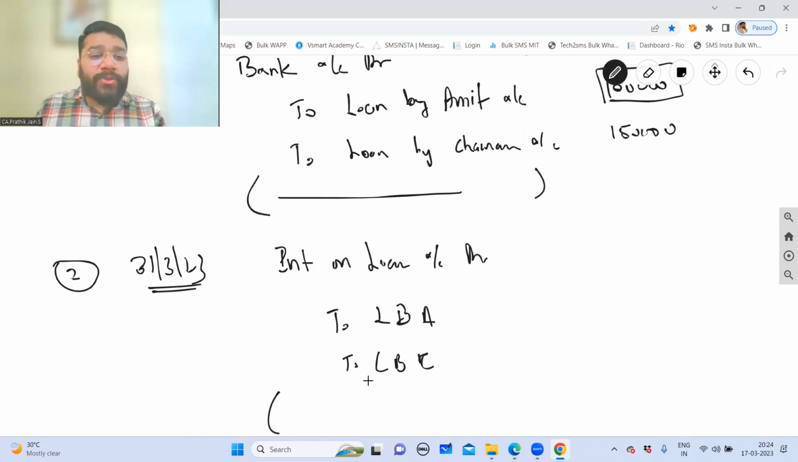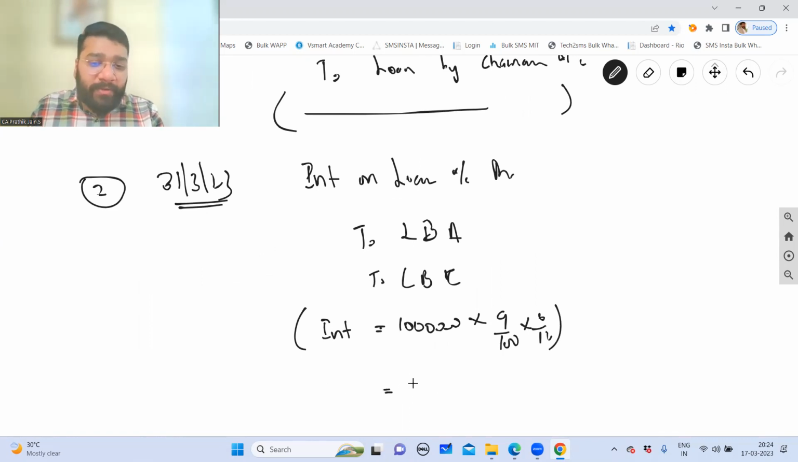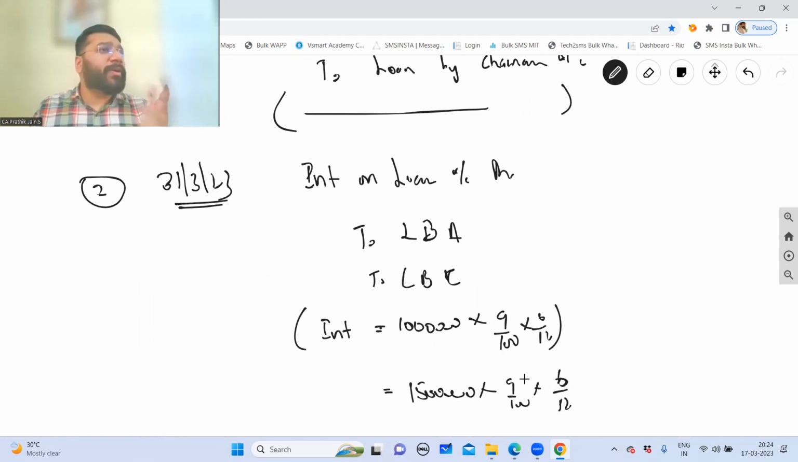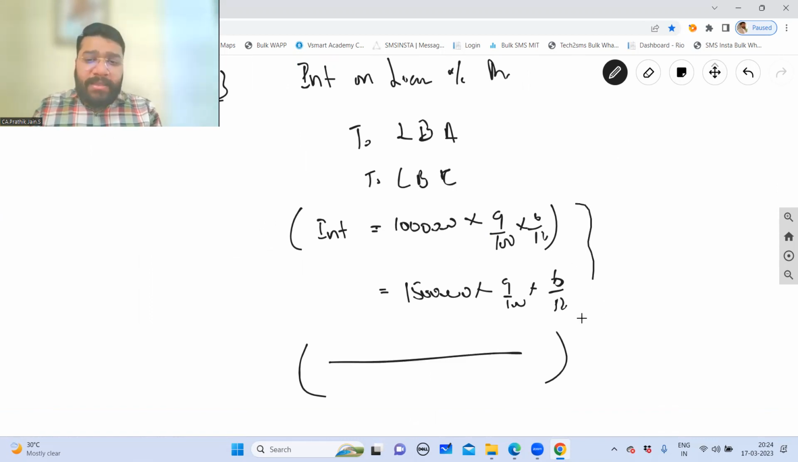Now, what you can do is you can do the calculation here itself. Interest is equal to 1 lakh into 9 by 100 into 6 by 12. Next, 1,50,000 into 9 by 100 into 6 by 12. You don't have to create a separate working note and waste your time. Below itself, we can do it. And then write your narration. Or you write narration and below narration, you show the working. Anything is fine. You can write this even after narration, nothing wrong. And place the value here.